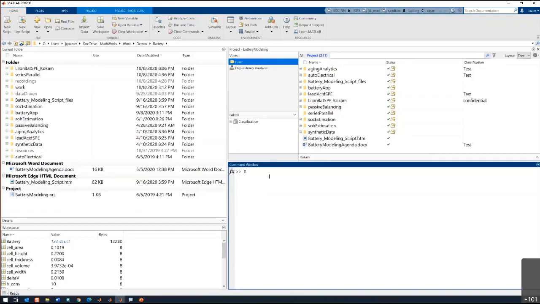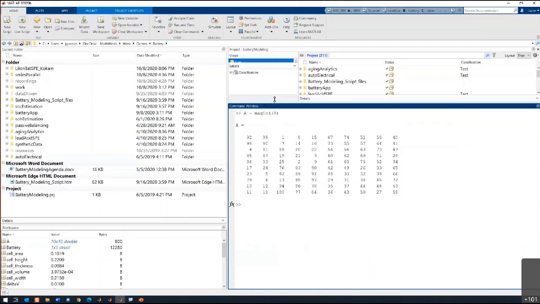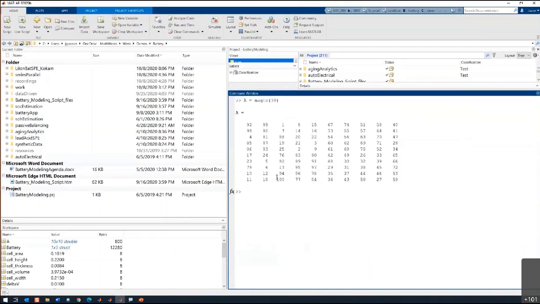So what do I mean with that? Well, let's say, for a very, very simple example, I have a matrix, a 10 by 10 matrix like that. And what I want to do is replace the elements of that matrix that satisfy a certain condition. Let's say I want to replace all of the numbers there that are greater than 50 by a zero.